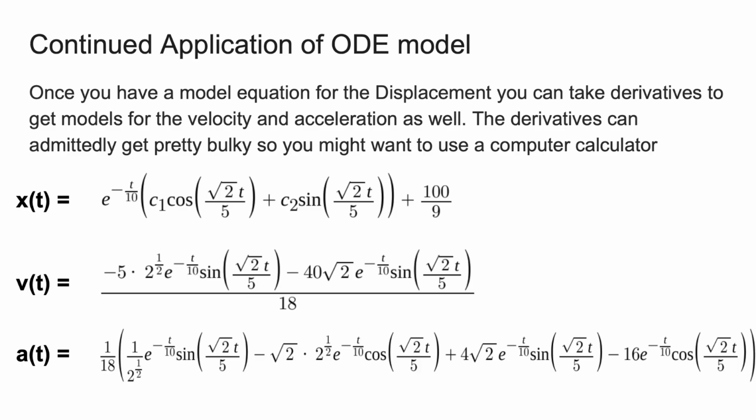Once you have a model equation for the displacement, you can take the derivatives of that equation to get models for the velocity and acceleration as well. The derivatives can admittedly get pretty bulky, so you might want to use a computer calculator. The ones we got are shown below.